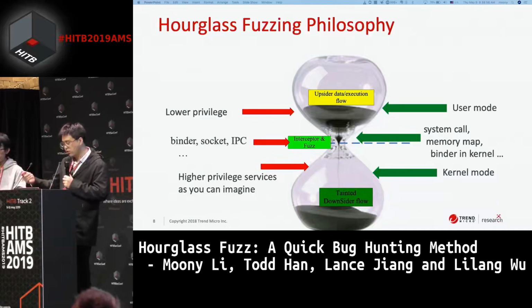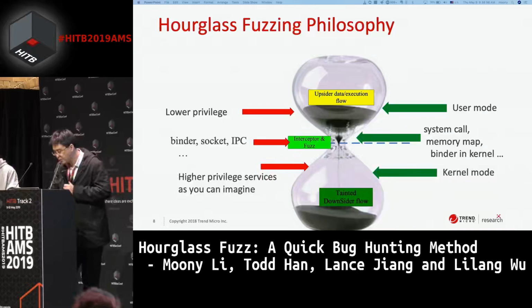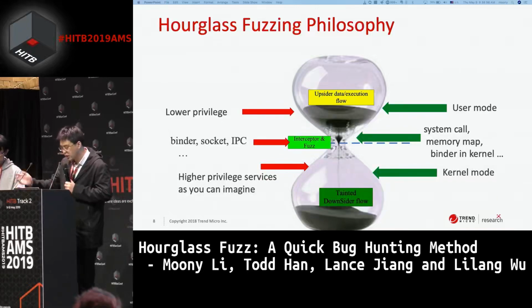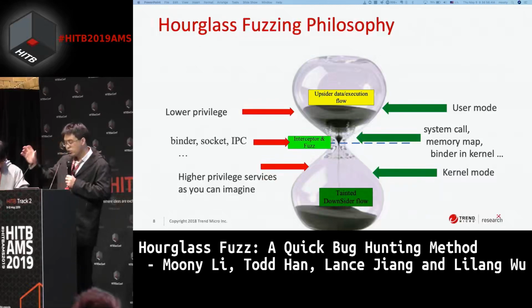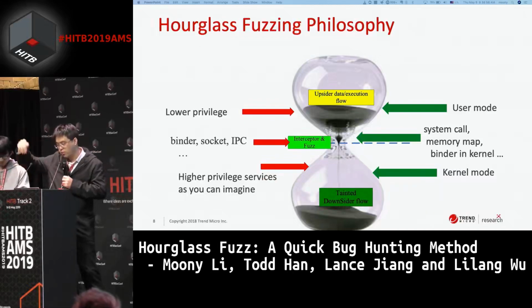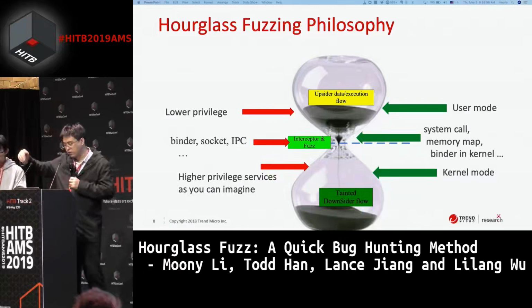Take Android kernel fuzzing, for example. The upside means user mode data delivery or code execution, and the lower part means the kernel part. And the bottleneck means the mode switching channels, such as system call, memory map, binder, and so forth.